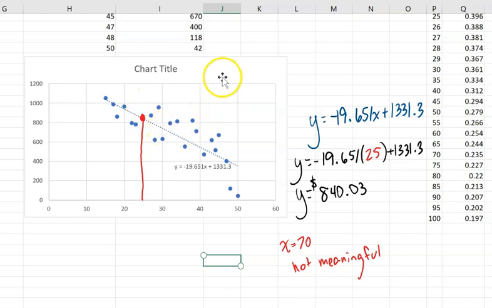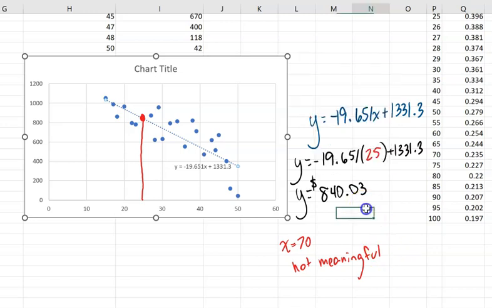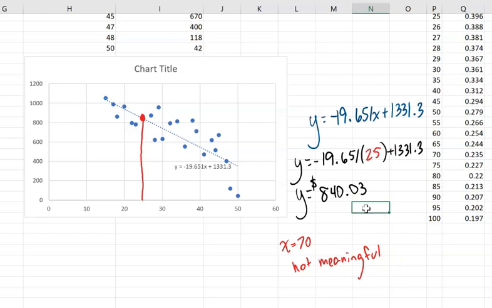Again, click it, click the plus, trend line, and then double click the trend line. And on the right-hand side, go ahead and check the display equation on chart. That is all you have to do. That will give you your equation that you can use to plug in values.